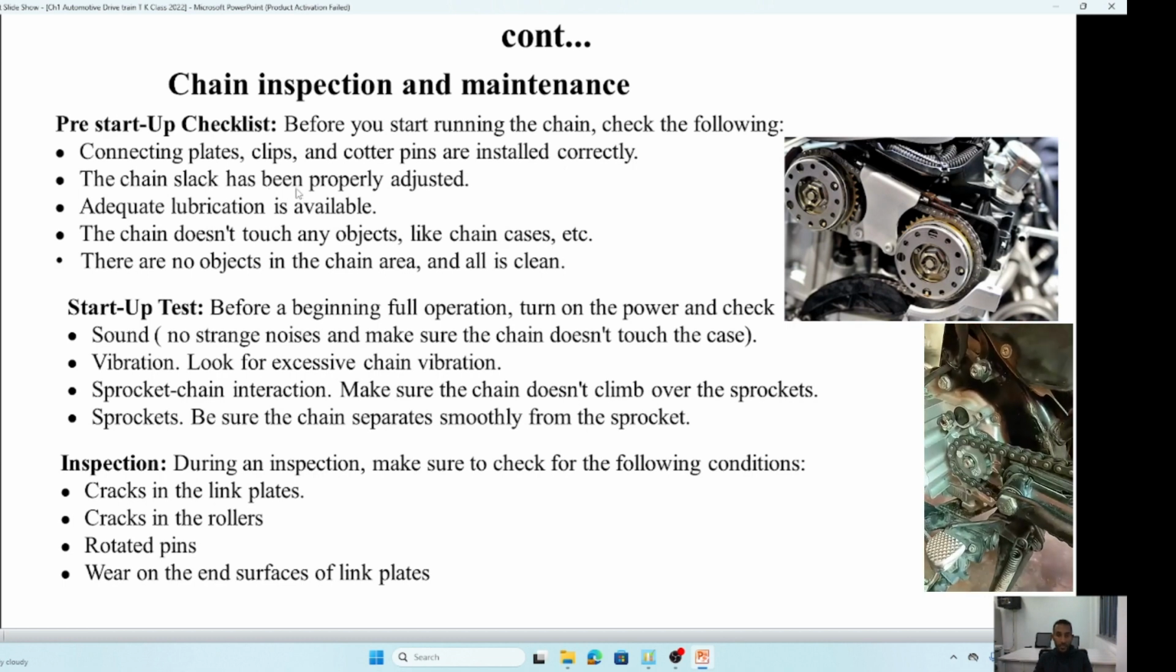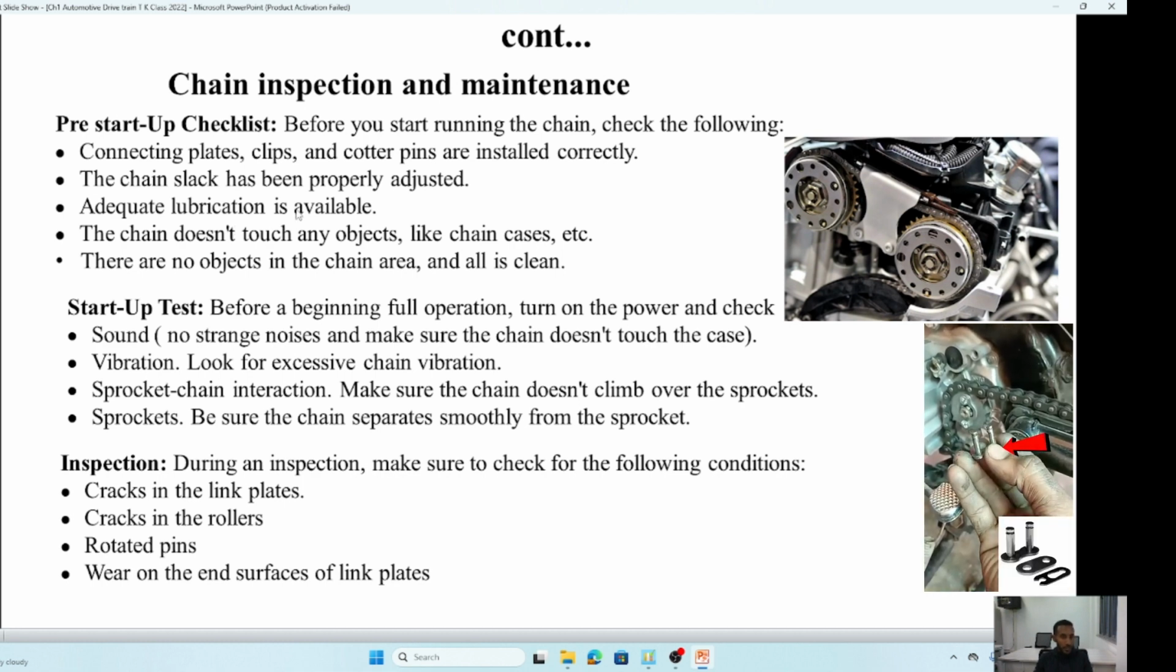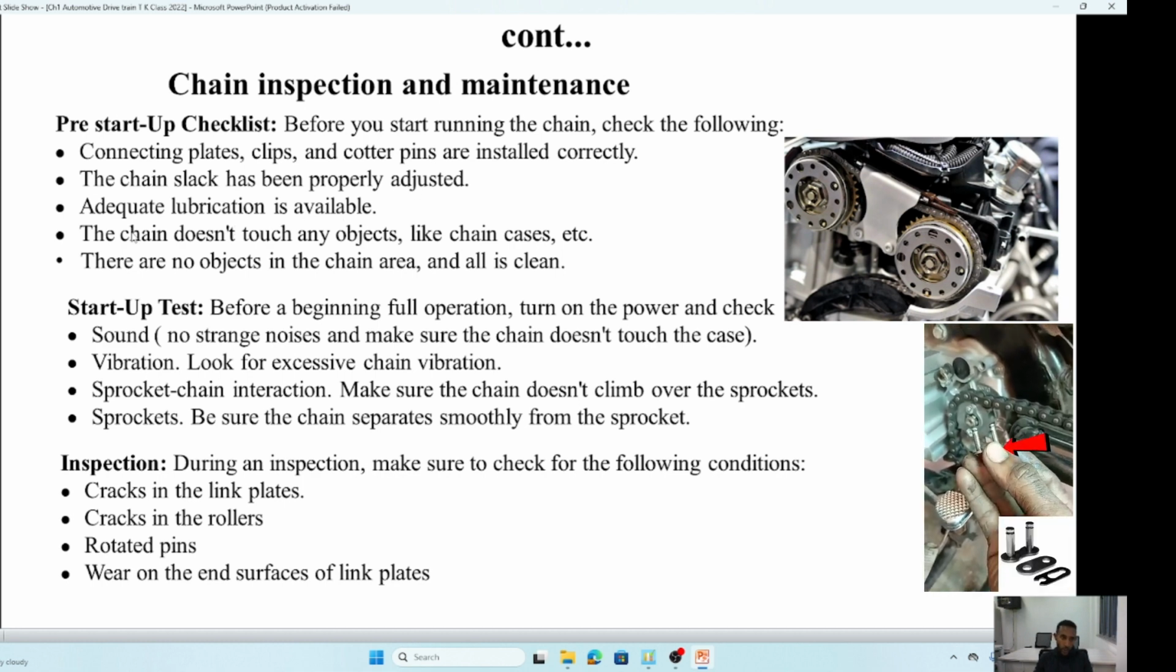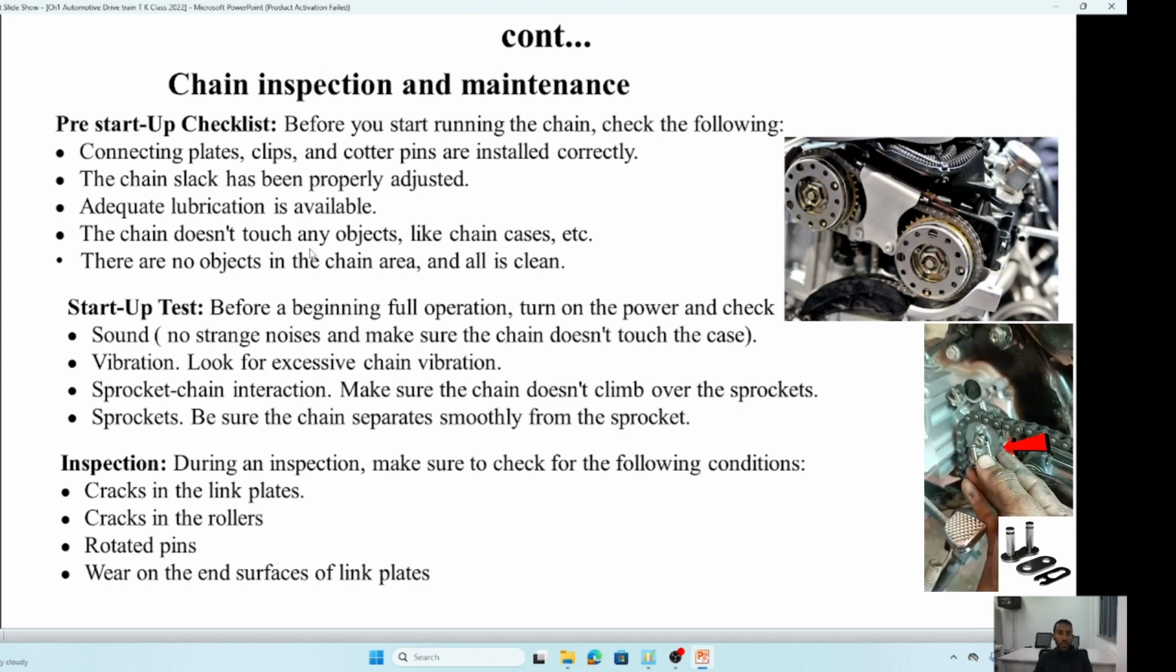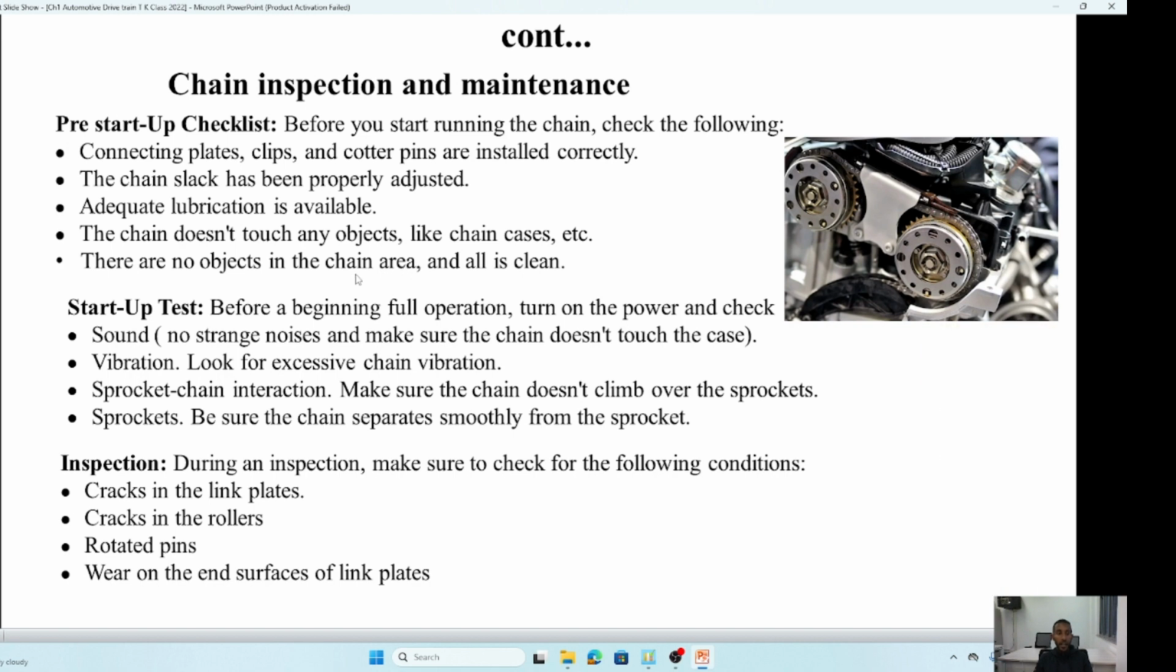The chain slack has been properly adjusted or not. Is there adequate lubricant there? We must assure that the chain does not touch any object like chain cases. If there is some friction in between, the case and the chain, it will easily be damaged due to friction. There should be no objects around the chain in all parts and it must be clean.